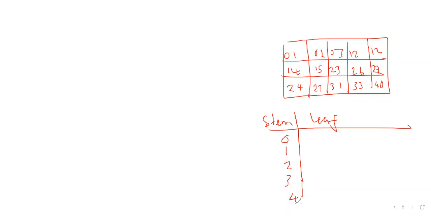So the smallest number is what? 0, 1. So put 0, 1. The 0 is already there. The second number, 0, 2. The third number, 0, 3. Put them in order. Then we have a 12, so which is 1, 2. Another 12, 1, 2. Then this is 14, 1, 4. Then we have 1, 5. On the ones, are we done? Yes. Then the twos, we have 2, 3.